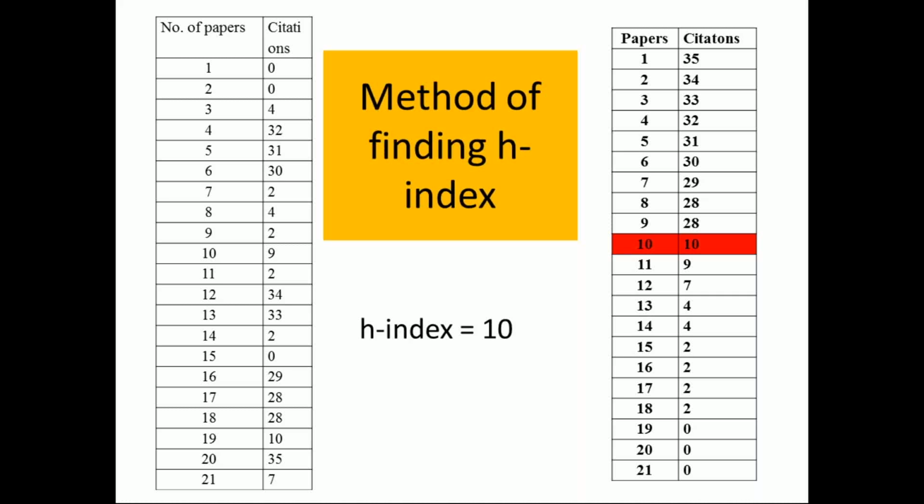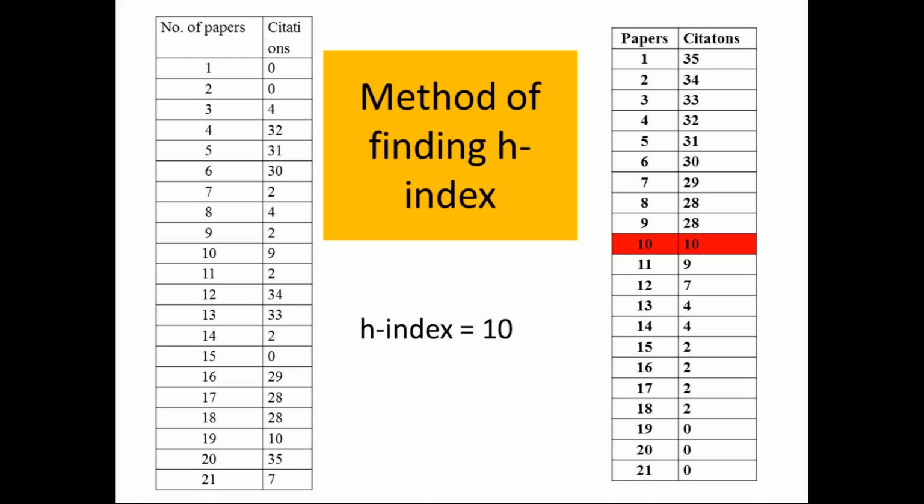Likewise, the number of papers and my citations. My first paper does not have any citation, 0. Second paper also 0. Third paper 4. Fourth paper 32 citations. I am proud that my fourth paper is cited by 32 persons. Fifth article, I am proud that my paper is referred by 31 persons. Sixth article 30. Likewise, I am having 21 articles. What I am doing is the papers are arranged based on the citation, highest citation first, lowest last.